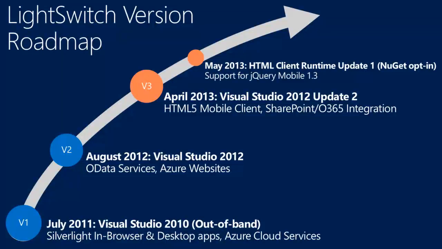So there's an opt-in NuGet package you download, and it updates the client runtime for LightSwitch so that it's compatible with the latest version of jQuery. With Visual Studio updates, you get new designers and design experiences, but when you just do the client runtime update, you basically get compatibility with writing custom controls and that sort of thing with jQuery Mobile. So that's how we're doing that release.